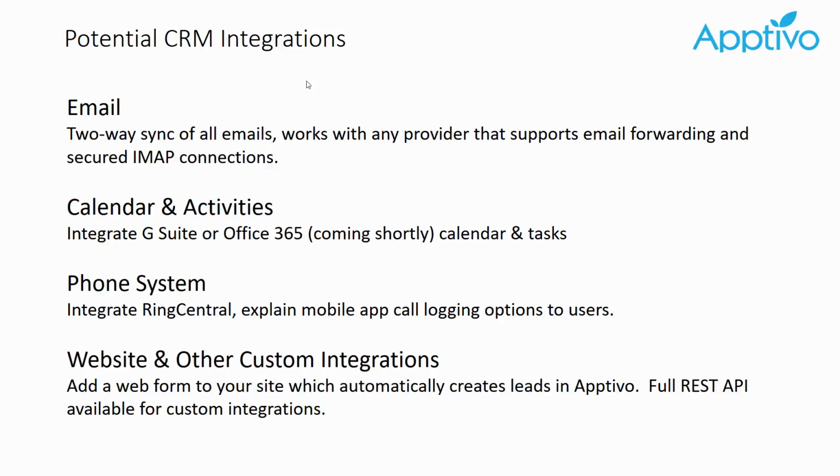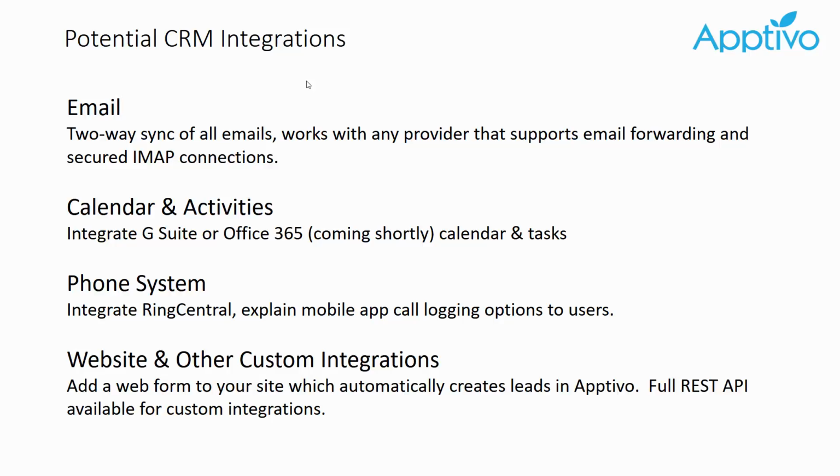Number 1 is our email integration. So lots of people are going to connect their IMAP email. We do two-way syncing, track conversations. We also allow you to send outbound email. Then we have calendar and activities. So with G Suite and then Office 365 is actually coming in the next couple of weeks. Then you have two-way syncs of calendars and tasks for all of your users in G Suite or Office 365. So you have to go in and connect that.